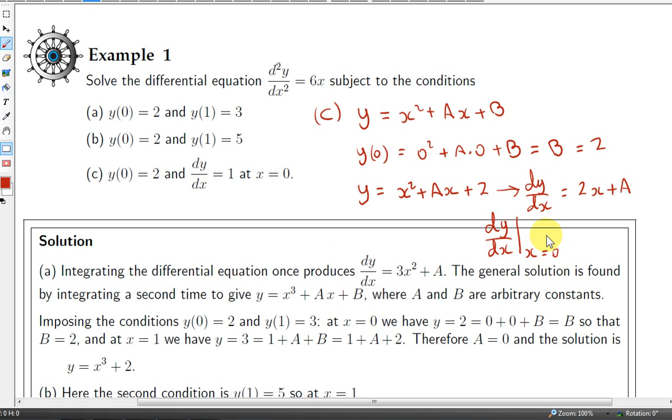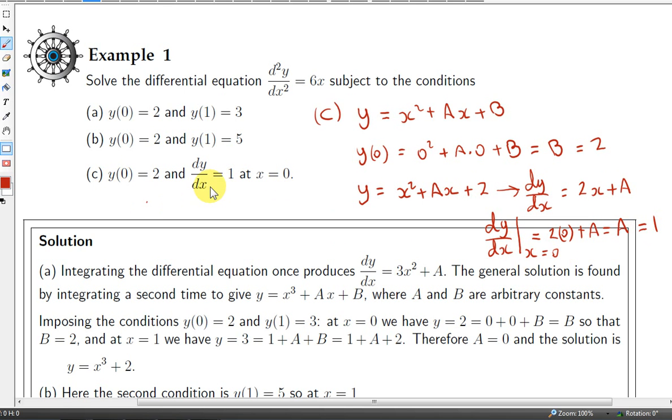dy/dx at x equals 0. So we just plug 0 in for x. We get 2 times 0 plus a, that's equal to a. And we're told that dy/dx at x equals 0 is 1. dy/dx is equal to 1, so this must equal 1. So we see that a must equal 1.